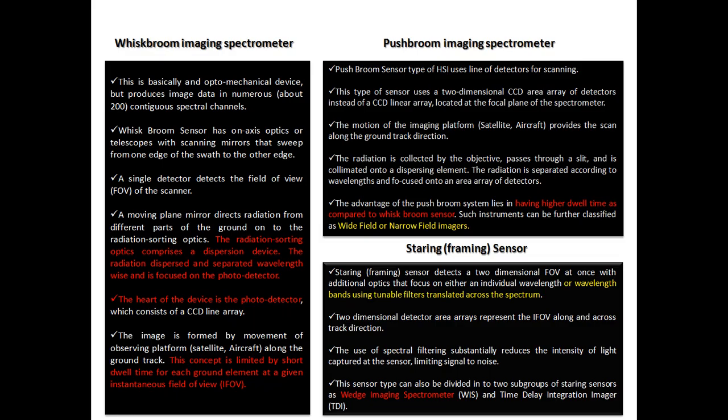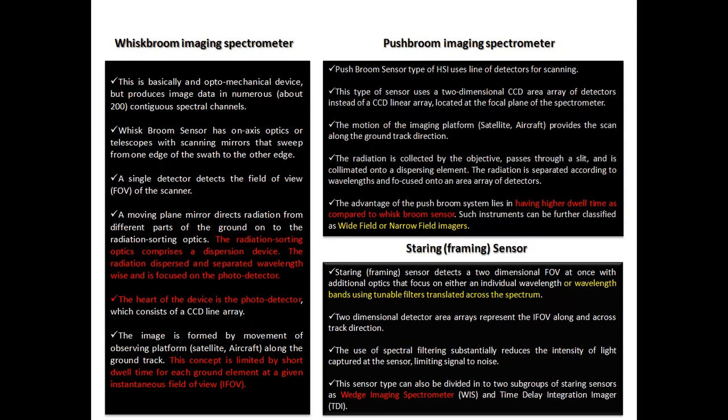So what is dwell time? Dwell time is the time spent in the same area, position, or stage of the process. That is the dwell time. In the case of this Whiskbroom imaging spectrometer, the dwell time is very short for each ground resolution cell at a given instantaneous field of view. So it is very clear.